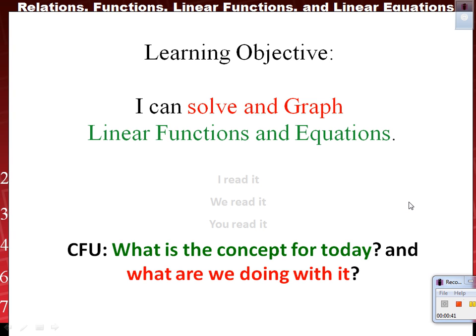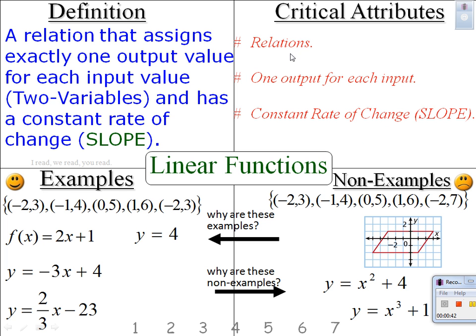Linear functions. I gave you a Cornell note that looked like this. Do you agree with that? Yes, and I gave you the whole printout with a definition and all that, and I had you write these examples down, right? So now check this out. According to the definition for linear functions, it's a relation that assigns exactly one output value for each input, and it's in two variables, and it also has a slope. The examples given were these.